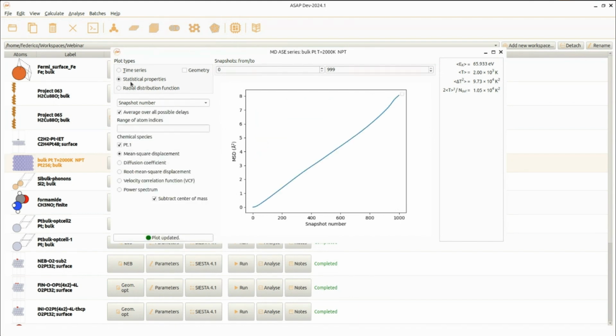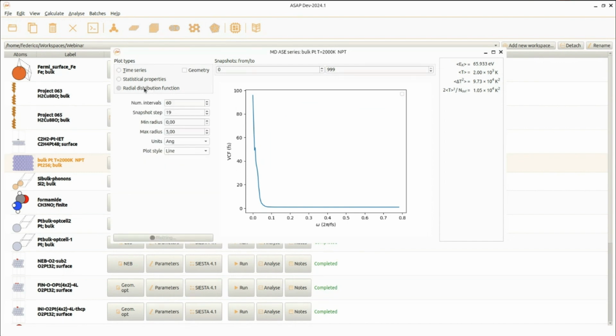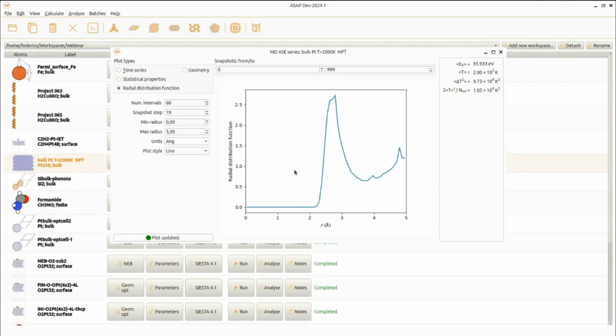And we have a section on statistical properties, in which you can look up the mean square displacement, diffusion coefficient, if it's meaningful in the system, root mean square displacement, velocity correlation function, power spectrum, so many things, as well as a radial distribution function. So this is a fast overview. Obviously, I'm not going to go into the detail of what each of these means, because it would take much more time, but it is to give you an idea of what information you can have, because some of those might be something that you are familiar with.